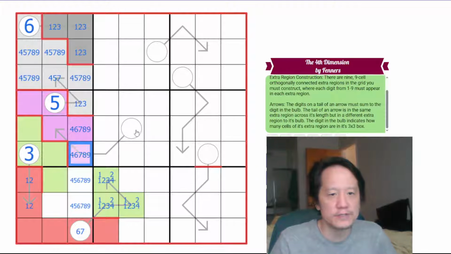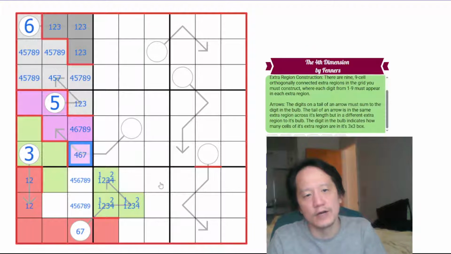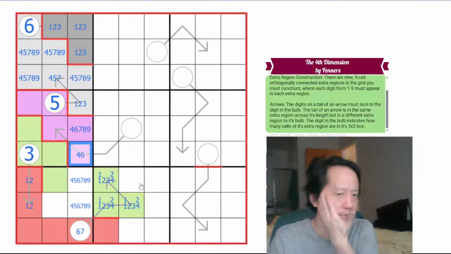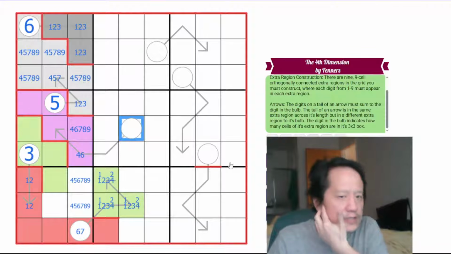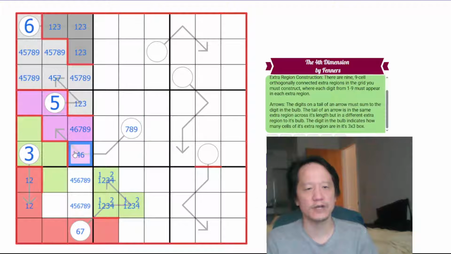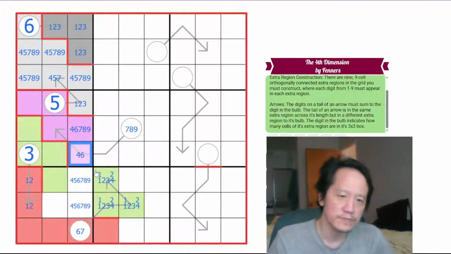This cannot be the sum, cannot be 8 or 9. Could be 7 with 1 and 1. Oh, but they're the same region, so that can't be 7. This is 4 or 6. This has to be 6 through 9 again. It can't be 6 because we have to have a 4 at least with it.